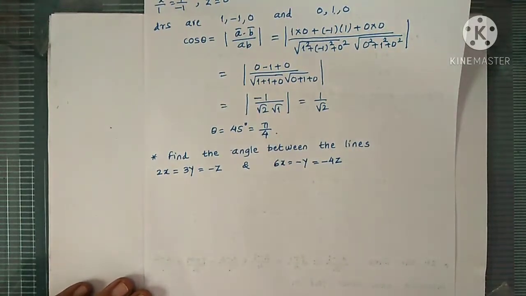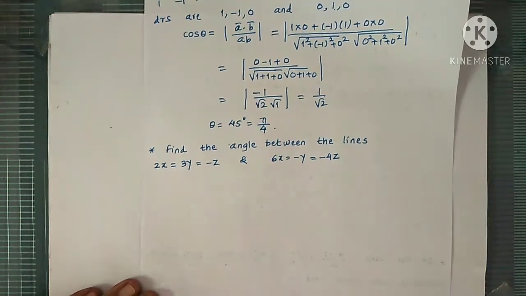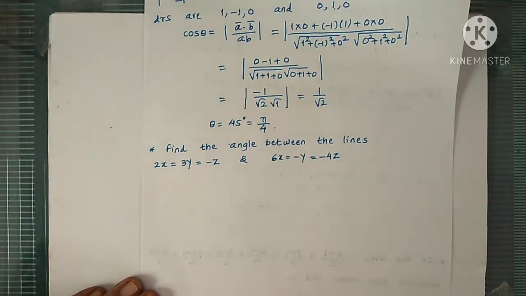So the next lines given are 2x equal to 3y equal to minus z and 6x equal to minus y equal to minus 4z. So 0, 0, 0 satisfies both the equations. That means these two lines pass through the origin. So first let's find out the direction ratios.